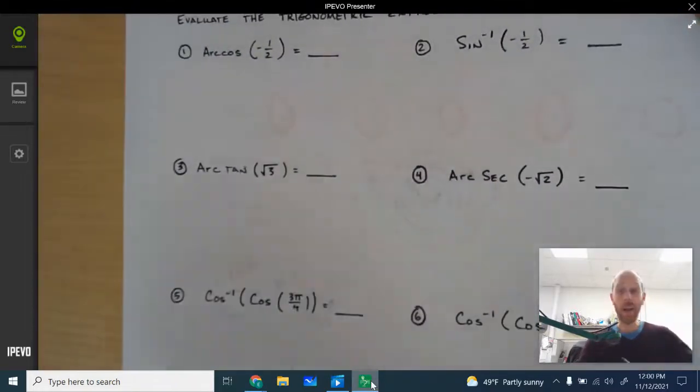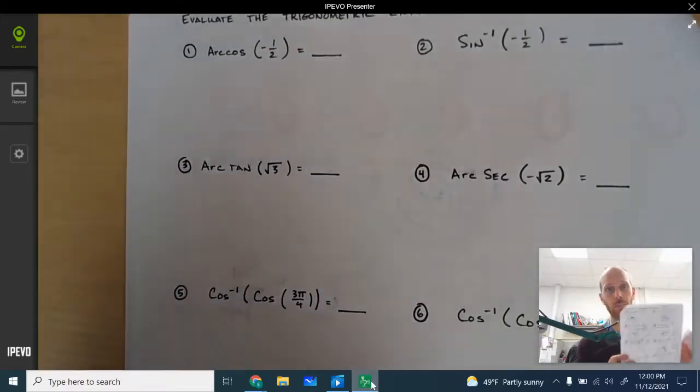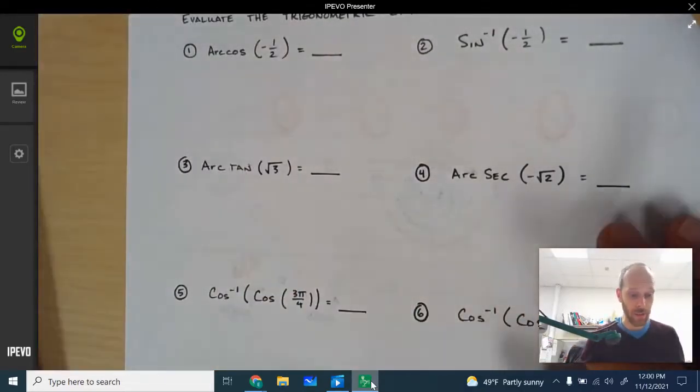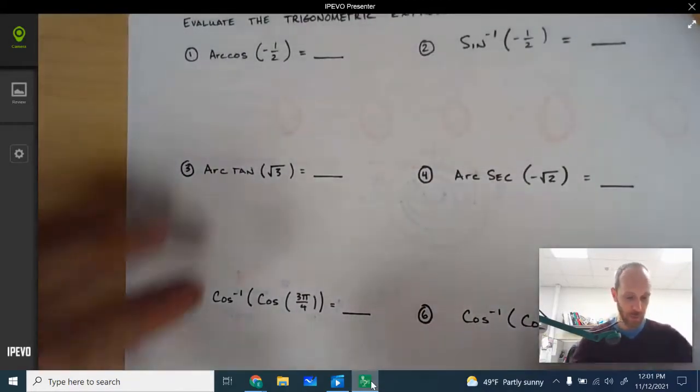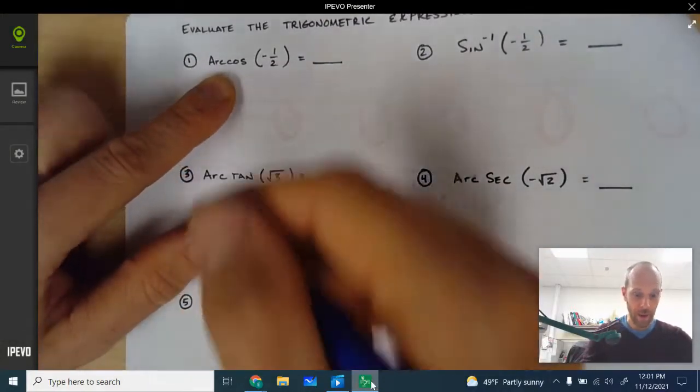So for today, what I want you to be able to do, and what is technically not a calculus skill, but a skill that we will go on to use in calculus, is to evaluate these inverse trig functions. And so let's just go through an example. This says arc cosine of negative 1/2.